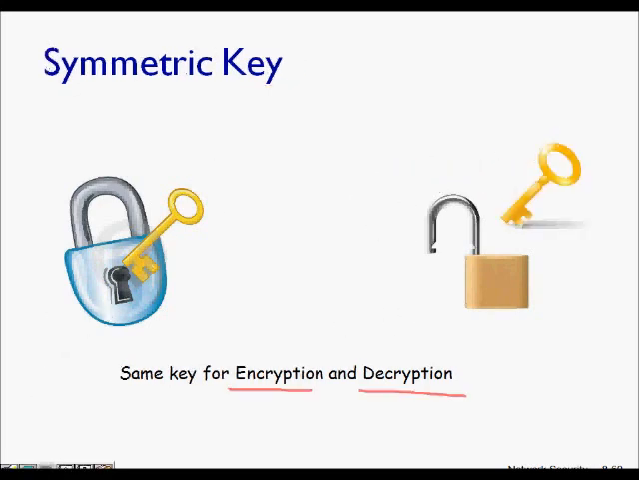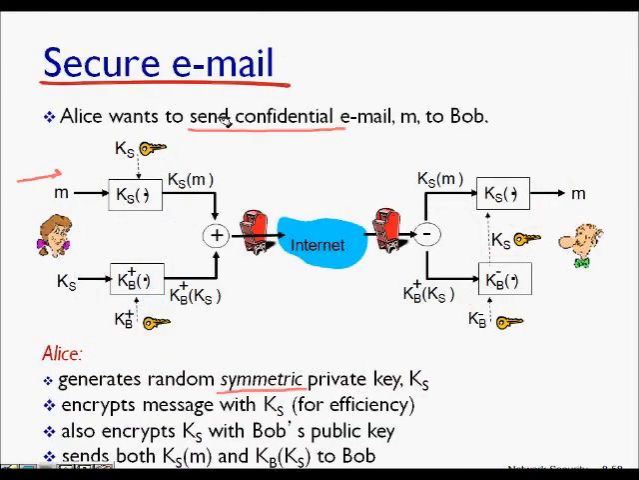Now let's try to understand what it is saying. I want my message email M to be confidential. KS is my symmetric key which is shared between Alice and Bob, and in fact Alice sends this KS symmetric key to Bob. Let's see what happens. Bob has his private key as KB minus and his public key as KB plus. The public key is used for encrypting, and KB minus, the private key, is used by Bob for decryption.